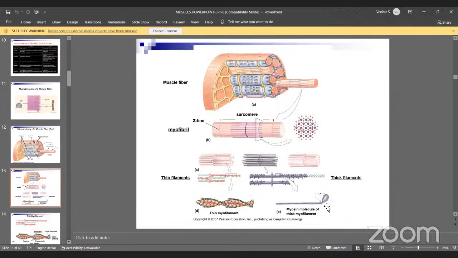Next, the complete anatomy of the cell structures of skeletal muscles: the muscle fiber and myofibril, Z line and sarcomere, thin filament, and the myosin molecule of the thick filament. Observe the thick filament and thin filament, myosin and actin. Actin and myosin are both proteins located in part of the sarcomere.